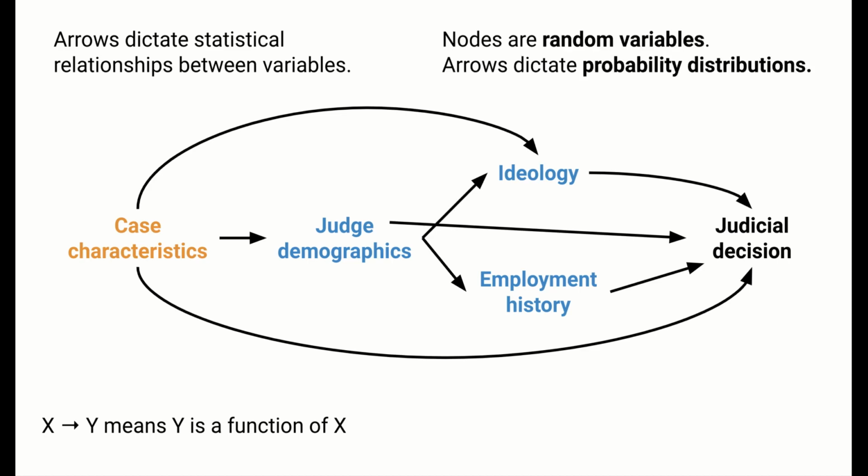In particular, we can view all variables in a causal diagram as random variables. And the fact that variables are functions of their parent nodes means that the probability distributions of each variable can be expressed as being conditional on its parents. So let's look at how we might write down this joint distribution.